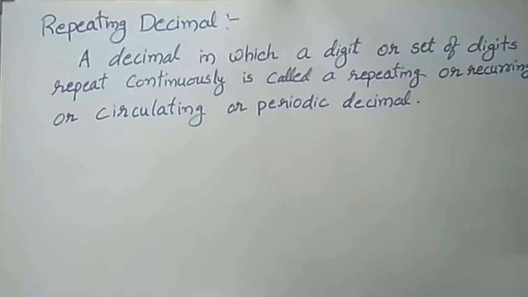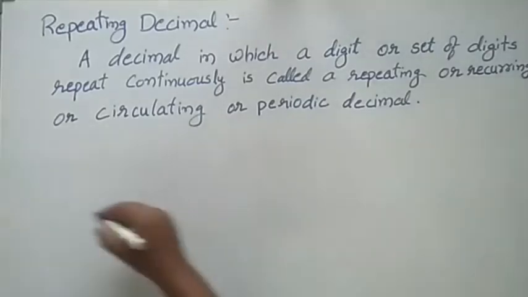Repeating decimal. A decimal in which a digit or set of digits repeat continuously is called a repeating or recurring or circulating or periodic decimal. We'll take one example.